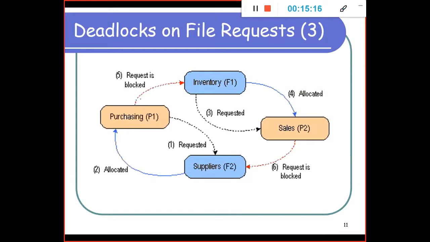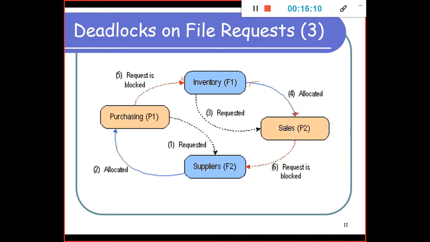So you have your requests. This is the first one: purchasing P1 needs to request supplier F2, and it is allocated. Number three, inventory F1 is requested by sales P2, and it is allocated to P2. And then at the same time, number five, P1 tries to access the inventory F1, but the request is blocked because at the moment F1 is serving P2.